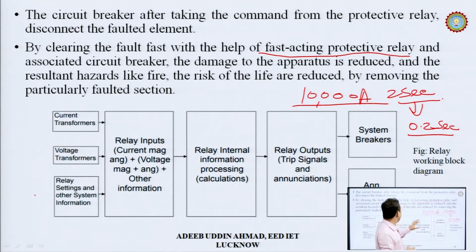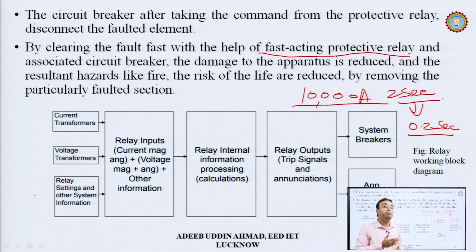This is basically the structure of a relay working block diagram. We have some current transformer, voltage transformer and relay setting. So, we have relay setting, current transformer and potential transformer. From the current transformer, we can take current, from the voltage transformer we can take voltage, and we have some relay setting also. After that, relay internal information processing, that is calculation.